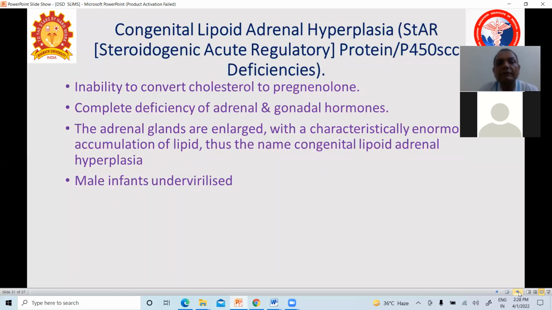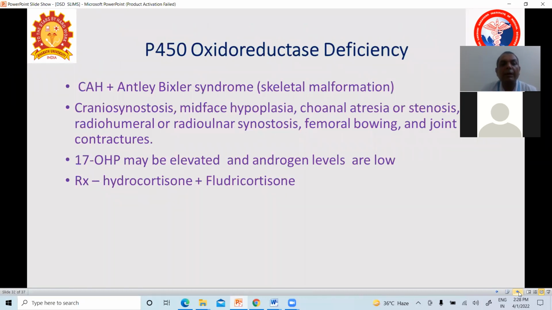So coming to StAR protein deficiency, as I told you, there is inability to convert cholesterol to pregnenolone, with complete deficiency of adrenal and gonadal hormones. The adrenal glands are enlarged with a critically enormous accumulation of lipid, thus the name congenital lipoid adrenal hyperplasia. Male infants are undervirilized. P450 oxidoreductase deficiency: CAH plus Antley-Bixler deformity, skeletal malformation. Here craniosynostosis, midface hypoplasia, choanal stenosis, radioulnar synostosis, femoral bowing, and joint contracture can take place.